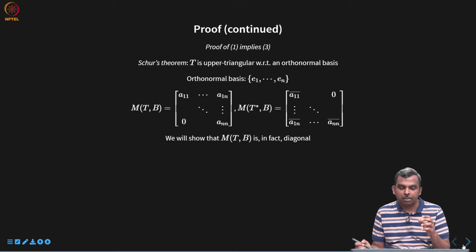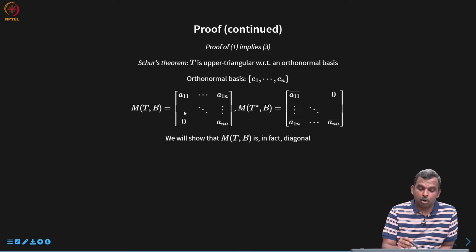So let's say we pick up that orthonormal basis E1, E2 to En, and then we find the matrix of T with respect to this orthonormal basis. You will get an upper triangular matrix, right? So everything in the bottom will be 0. The top half will be something like A11, A12. I don't know what it is. It will be like that.